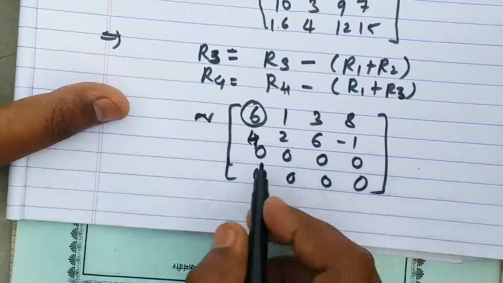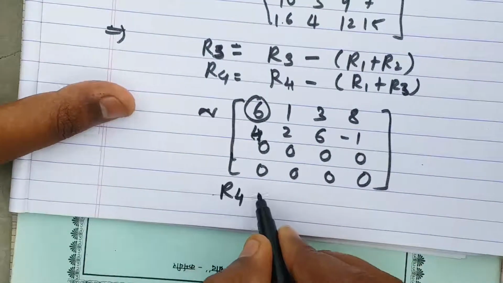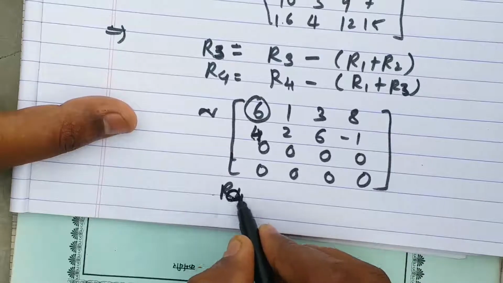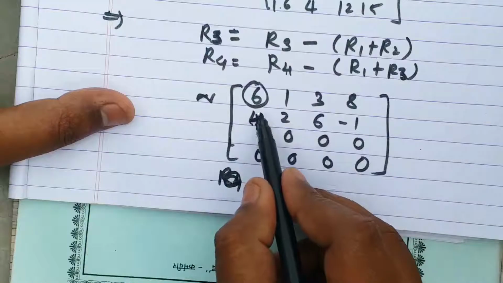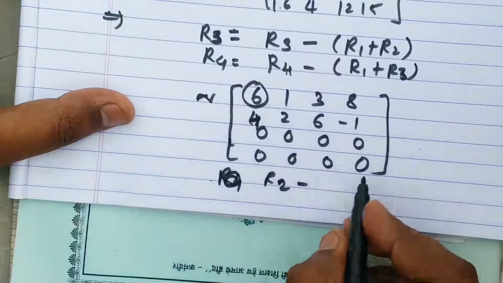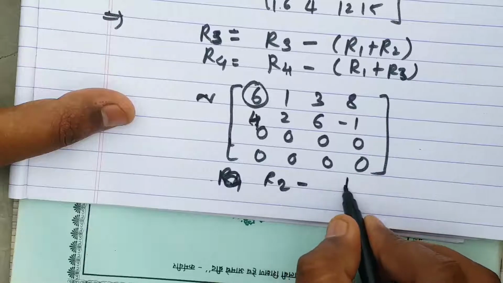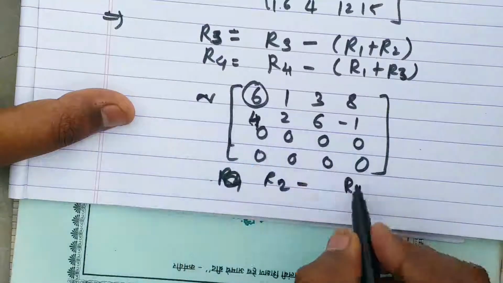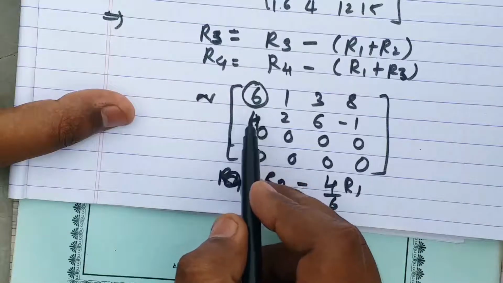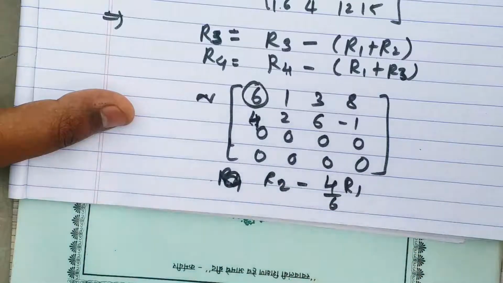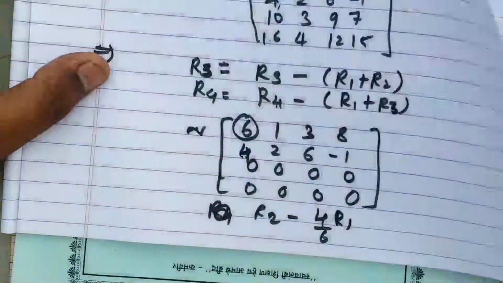For that purpose we are changing R2 by, here we need to bring 1. So what we'll do, we'll subtract R1 times 4 by 6. If we multiply by 4 by 6, 6 will get cancelled, we get 4 there, and that will give us the 0 there. Now let us see what we get after doing this subtraction.